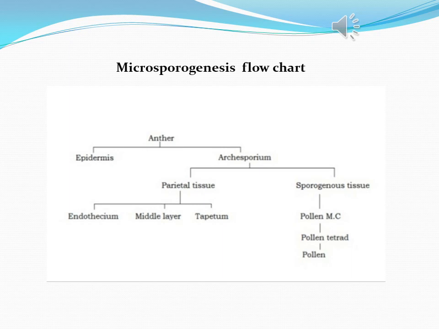Later these parietal tissues get differentiated into layers like the endothecium, middle layer, and the tapetum. The inner primary sporogenous tissue divides again and forms the pollen mother cells. These undergo meiosis and form the pollen tetrad, and finally we get the pollen grains, right? So this is all about microsporogenesis, as shown in the flow chart for easy understanding.